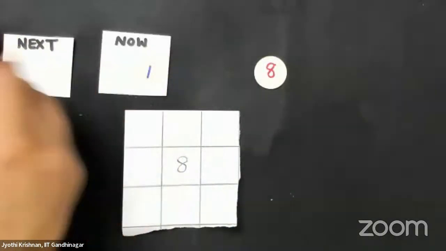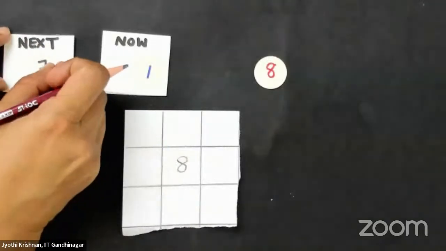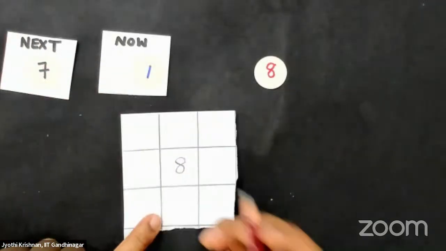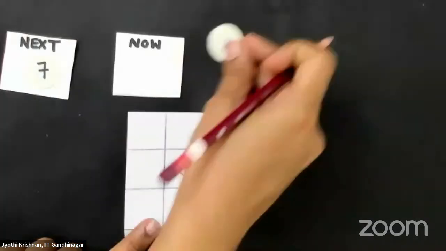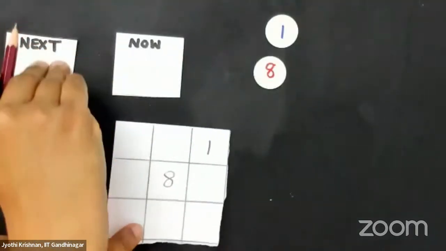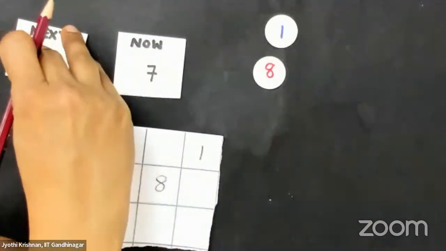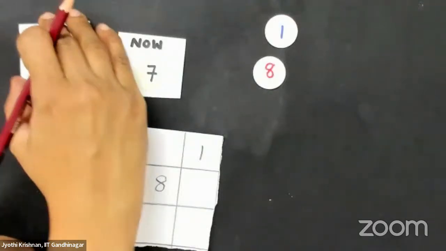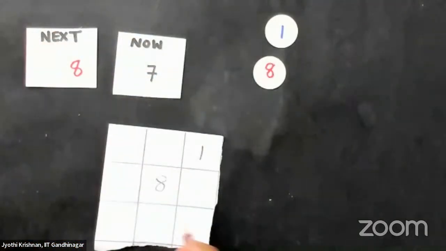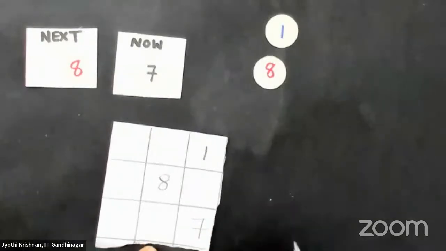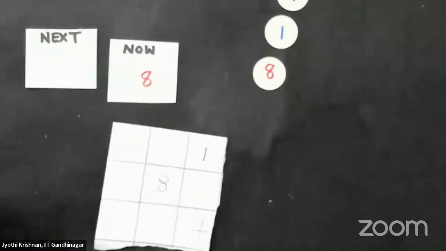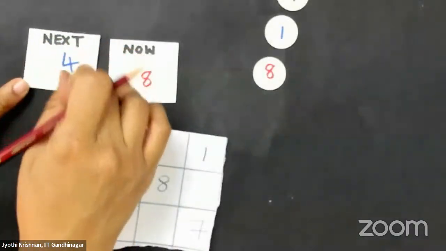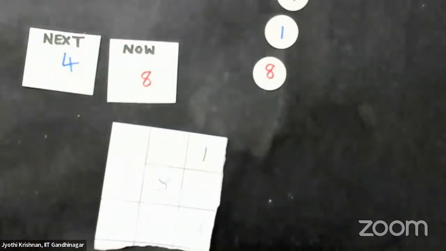Now 8 is placed, so it goes out, and now 1 is the next number. So you have to fill 1 on the grid anywhere you want. Jyoti ma'am has put the 1 anywhere. And now after 1 is the number 7. After 7 is 8, but first we will fill the number 7 anywhere. Now Jyoti ma'am has filled it there. Now the number is 8 and next is 4.